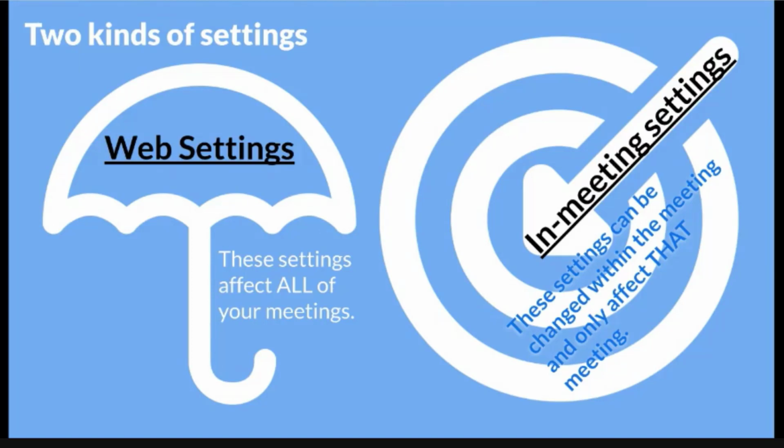Again, the web settings, and I'm going to show you in just a second how to get in there. There's a ton of them. But that's the way you set your meeting defaults, so that when you set up a meeting, all of them are going to have these settings. But for in-meeting settings, you can go ahead and change it for a specific meeting. So think about it as an umbrella versus a target.